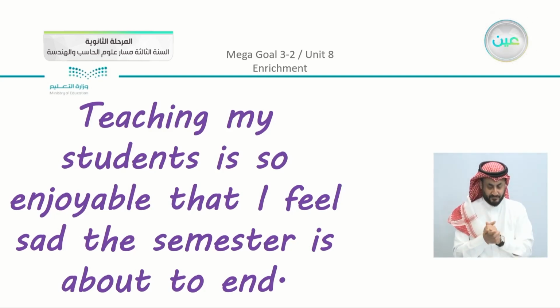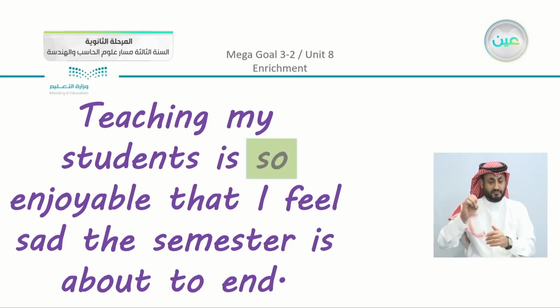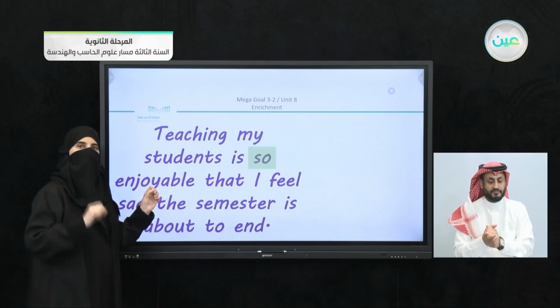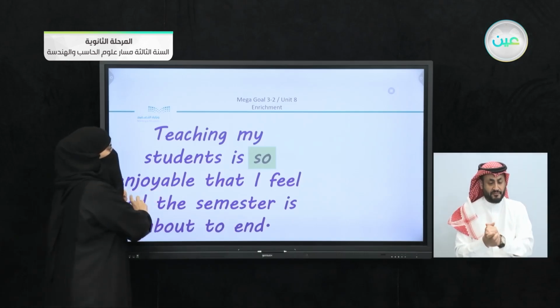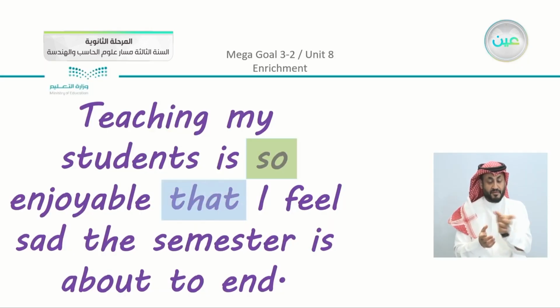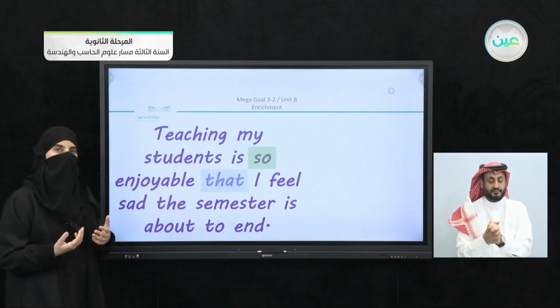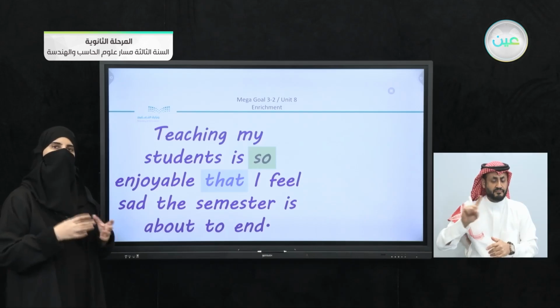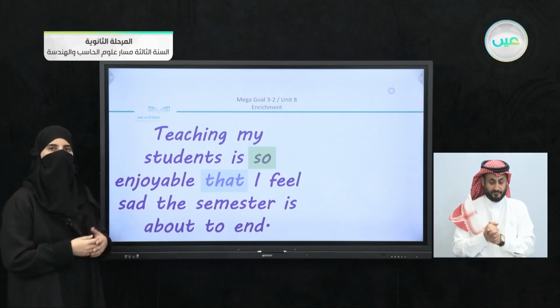Now, since we are talking about structures in our enrichment, I do have the word so. Teaching my students is so. What did we take in the lesson? Now, we said that there is another part in the sentence. So we have here, so enjoyable that I feel. And you can see that enjoyable is actually an adjective, and this is also a part that we study. So let's just recall together and revise.